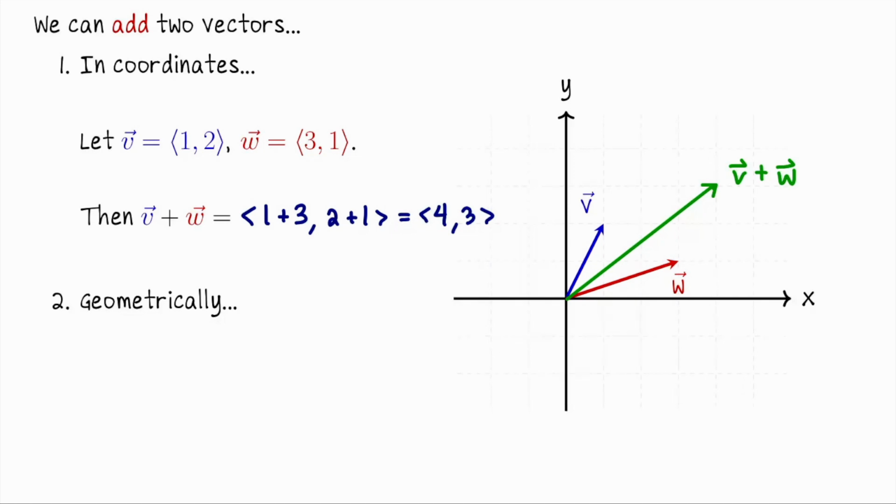Now what's neat about this is that we have two routes to actually get from the origin to v plus w using the vectors v and w. So first I could go from the origin to the head of w, and then from there go 1 unit to the right and 2 units up, which is exactly the coordinates of the vector v. On the other hand, I could start at the origin and go to 1, 2 by following v. And then from there I could go 3 units to the right and 1 unit up, but that's exactly the vector w.